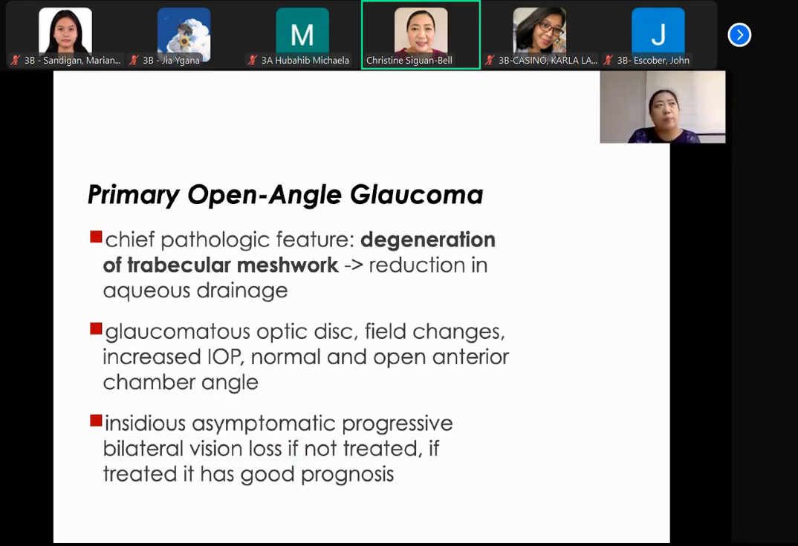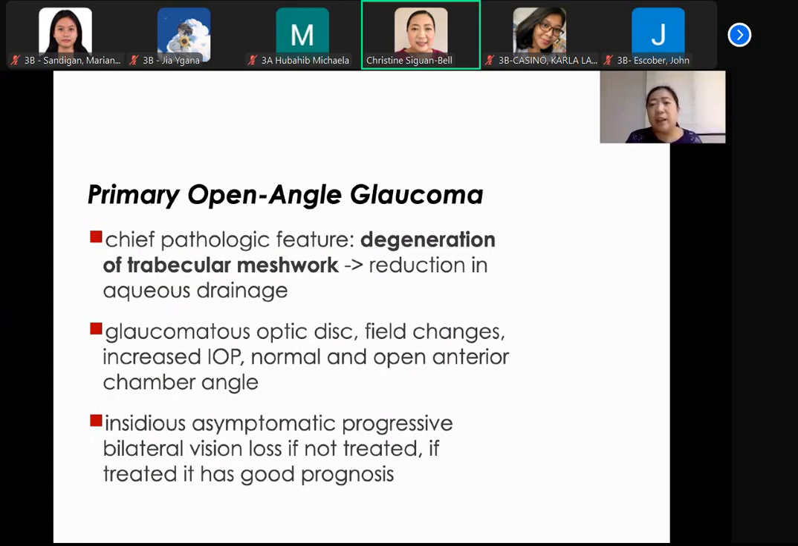So the chief pathologic feature for primary open-angle glaucoma is the degeneration of the trabecular meshwork. So if you remember, the primary flow of the aqueous is going through the trabecular meshwork and then into the Schlemm's canal. So if there is a problem in the trabecular meshwork, which is like a sieve or a strainer that strains the fluid, then there will be reduction in the aqueous drainage.